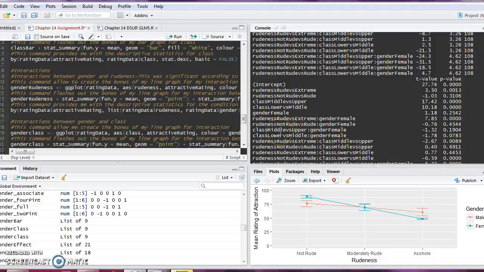And then when you're comparing middle class to upper class, you also see that it's non-significant. Let's interpret that really quickly. What that means is there are no gender differences in attractiveness ratings when it comes to levels of rudeness. So essentially what it's saying is men and women give similar ratings when it comes to middle class and upper class. And we do see that.